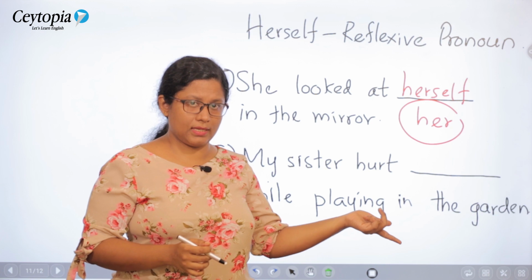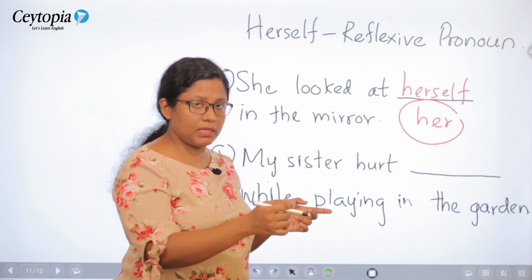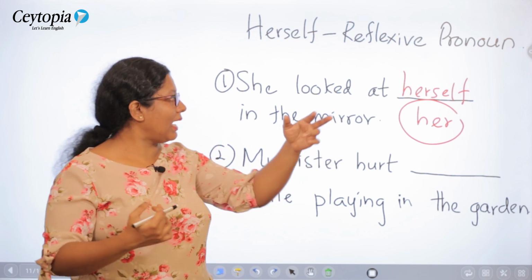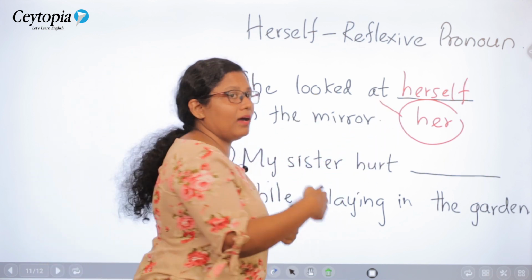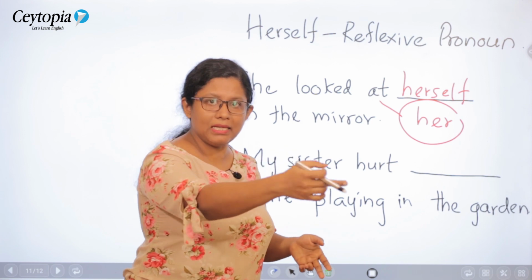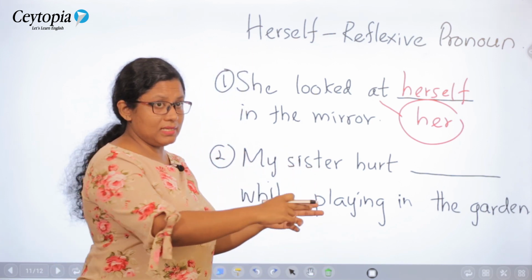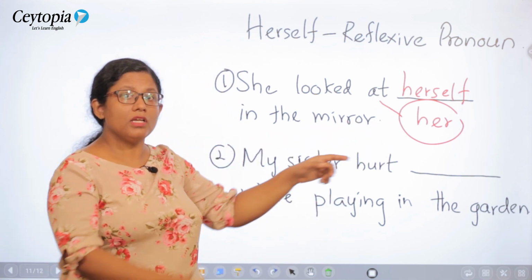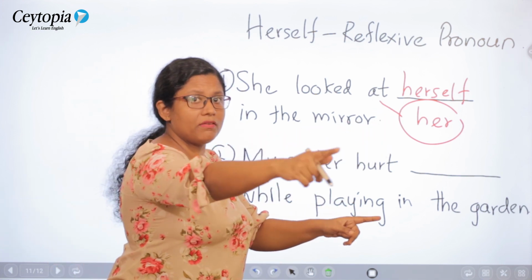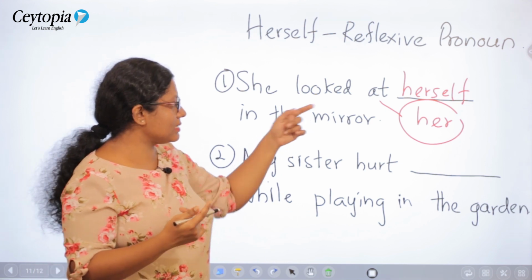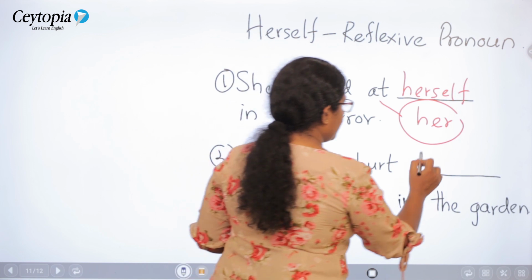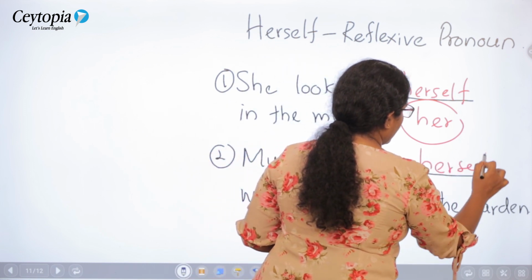Now, my sister is here. My sister is in front of the mirror. I am looking at my sister in the mirror. So, that means she looked at her. She looked at her in the mirror. Now, when my sister is looking at herself in the mirror, I use herself. She looked at herself in the mirror. Right? Okay, that is the difference. Next one. My sister hurt herself while playing in the garden.